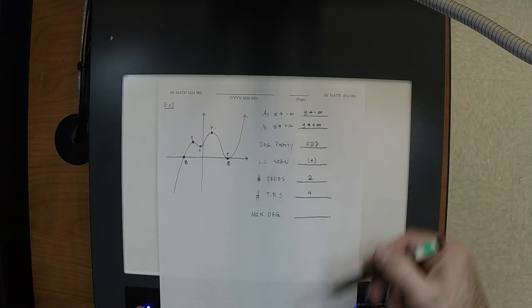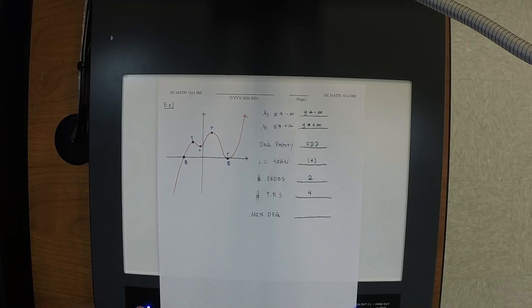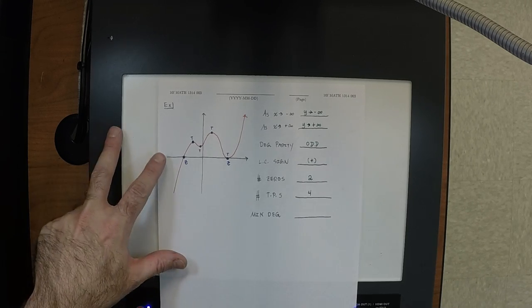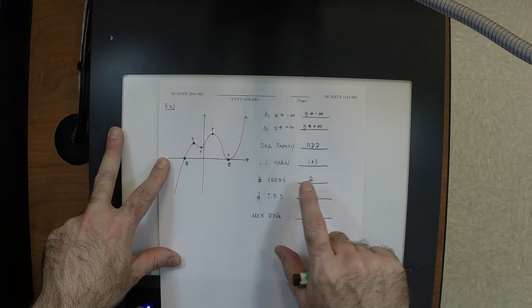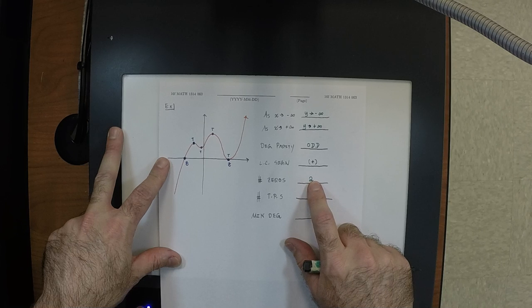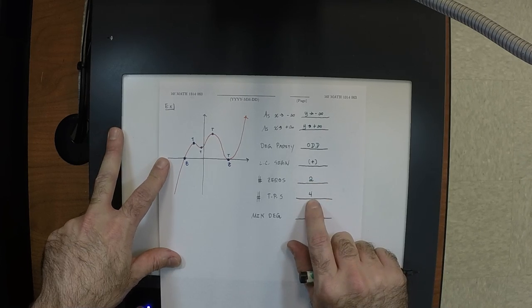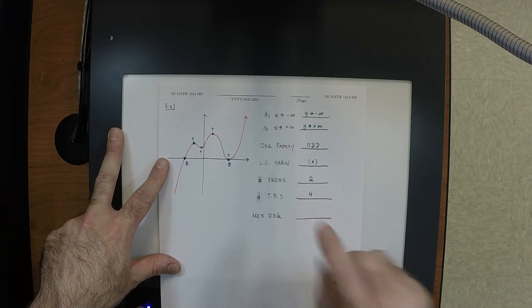Okay, now, taking all of this information together, what is the minimum degree? Five. Why is its minimum degree five? Because minimum degree is turning points plus one. Right. This is saying the minimum degree is at least two. This is saying the minimum degree is at least five. So five.